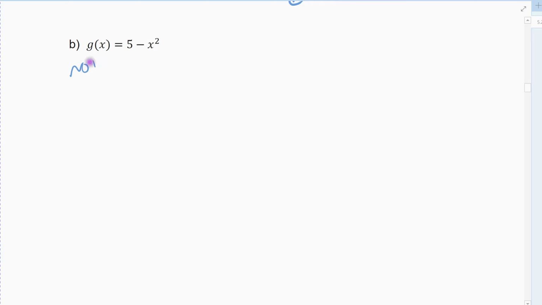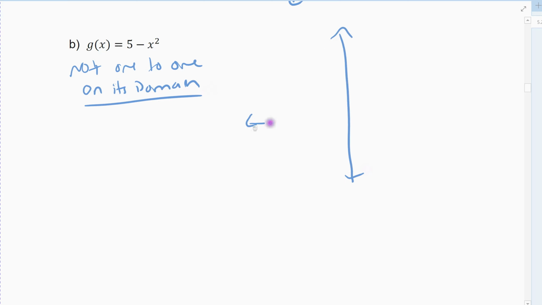So it's not one-to-one on its domain. But I can force it if I look at the intervals of increase and decrease. Alright, so this is the x squared function that's been reflected over the x-axis and shifted up 5 units. And reflected, and so it's opening down.